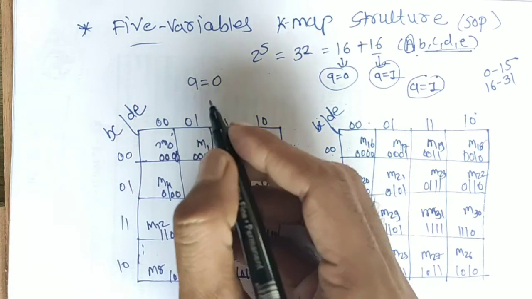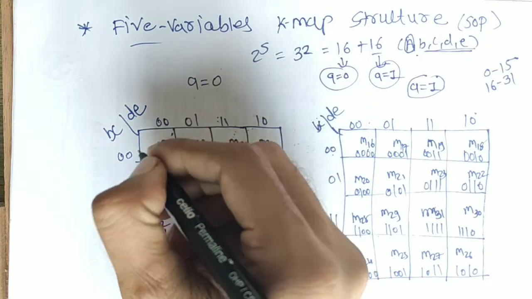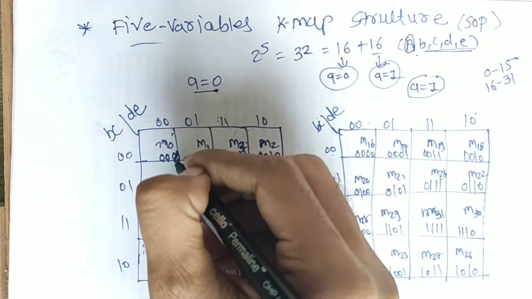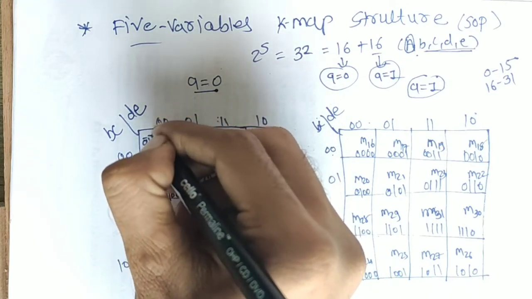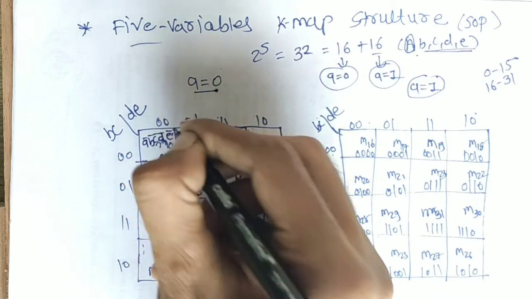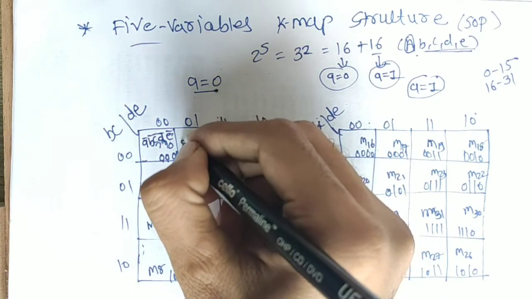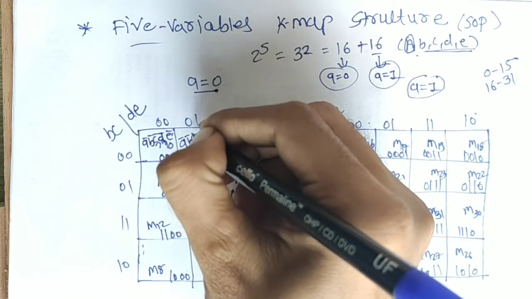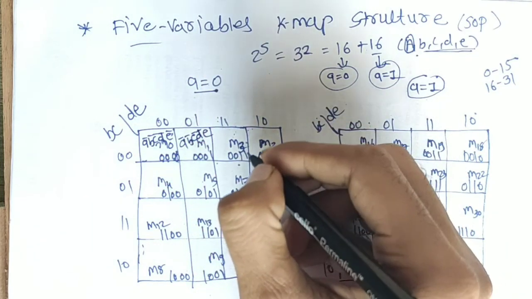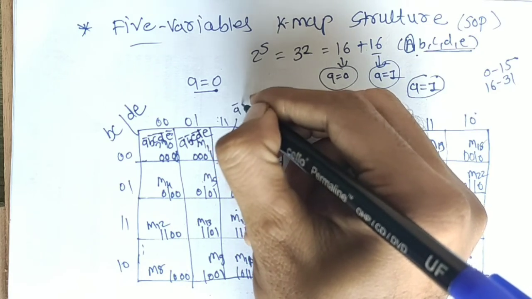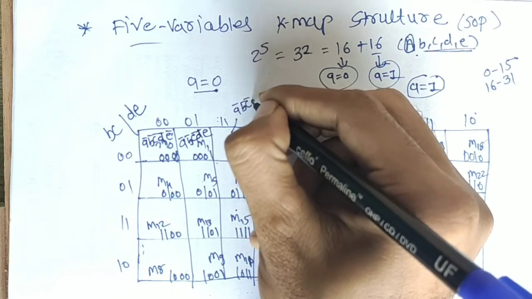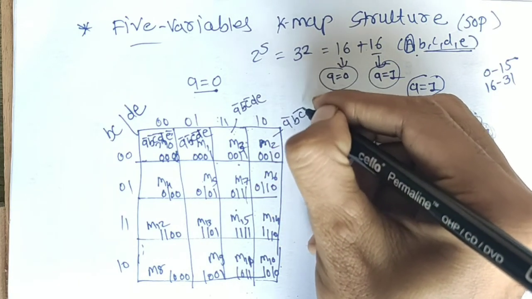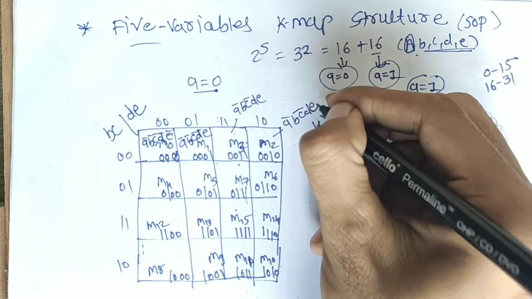Now we can represent the address of the 5 variables. So here A is 0, and B is 0, C is 0, D is 0, and E also 0. So the address is A bar, B bar, C bar, D bar, E bar. Here A is 0, then B is 0: A bar, B bar, C bar, D bar and E. Here this is A bar, B bar, C bar, D and E. Here A bar, B bar, C bar, D and E, right?